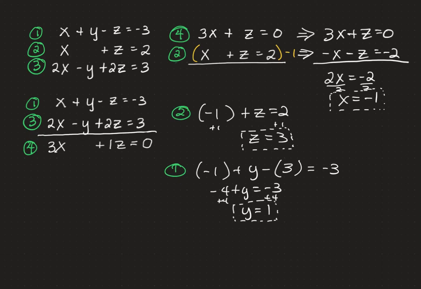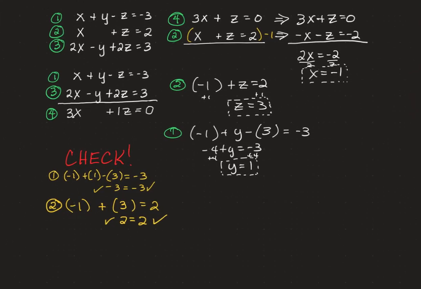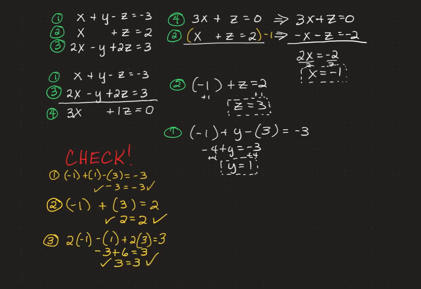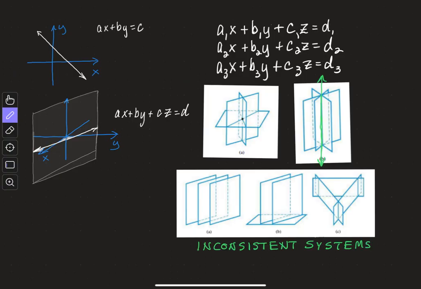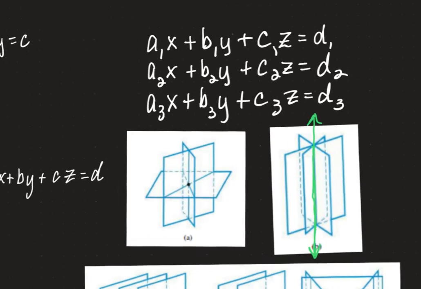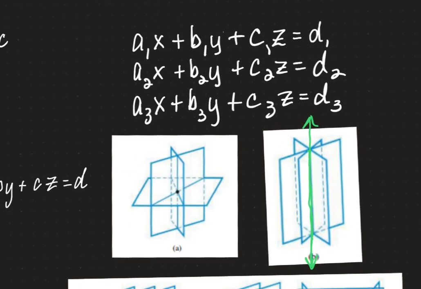They are not confirmed until I check each equation. Equation 1, equation 2, and equation 3, with my values for each of the variables inserted. Now I may confidently say that I have found the solution of this system of equations, the solution being -1, 1, 3, that point.